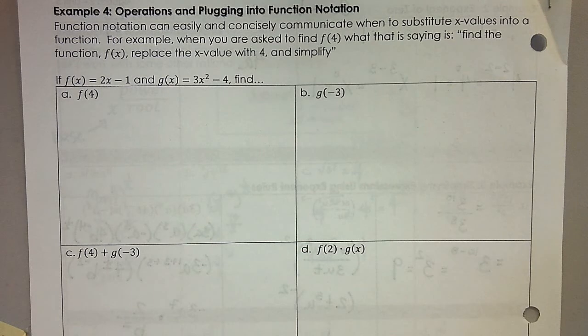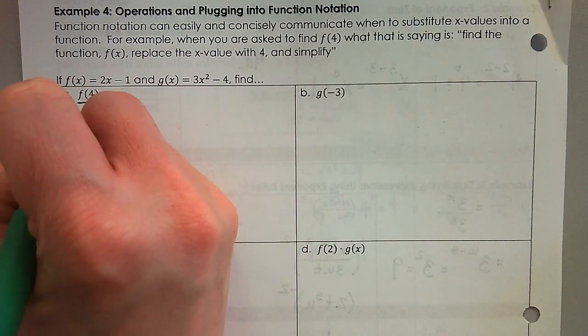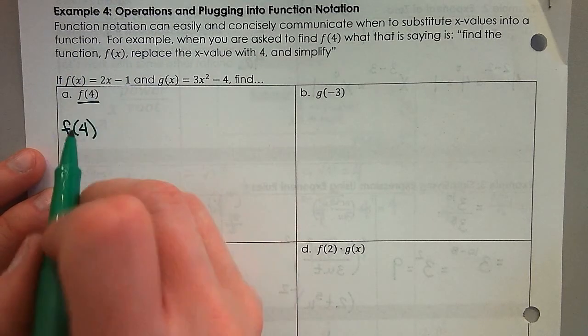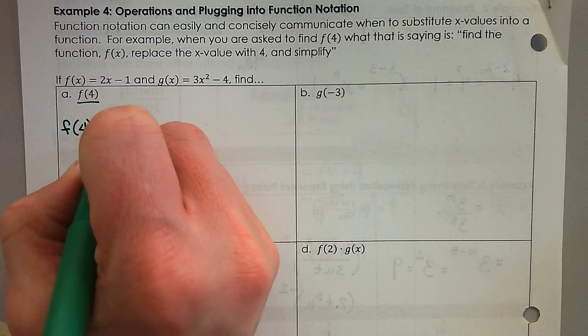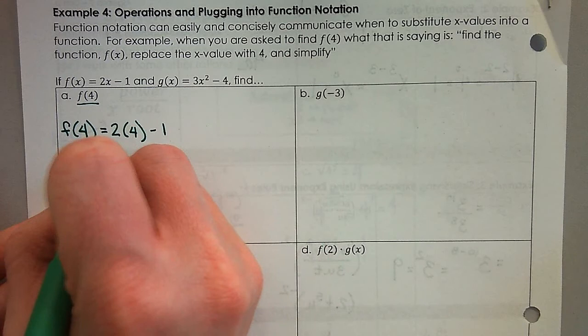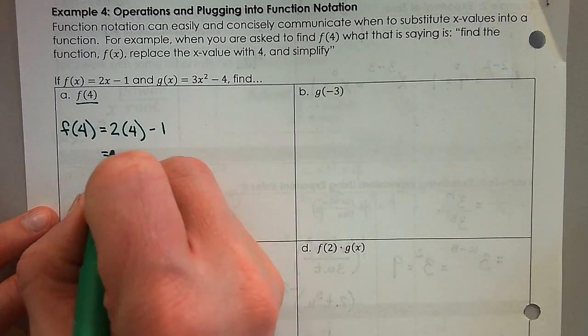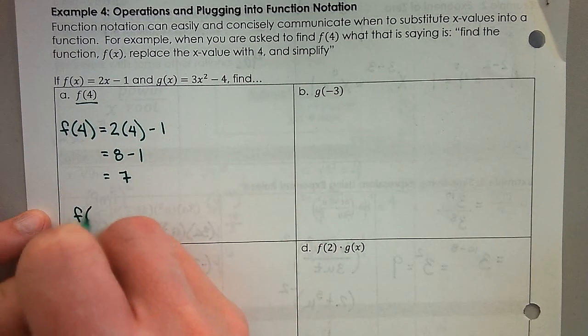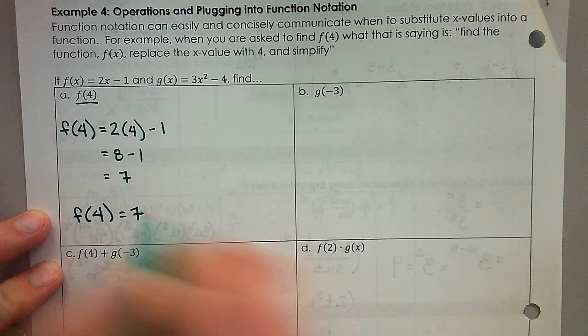Operations and plugging into function notation. So this is very much from Algebra 1, but we do need to review. So operations and plugging into function notation. Looking at this, I have f of 4 and I have f of x. So the 4 took the place of the x. So anywhere I see an x value, I'm going to plug in 4. Then I'm going to simplify. 2 times 4 is 8. Minus 1 is 7. So f of 4 is equal to 7.